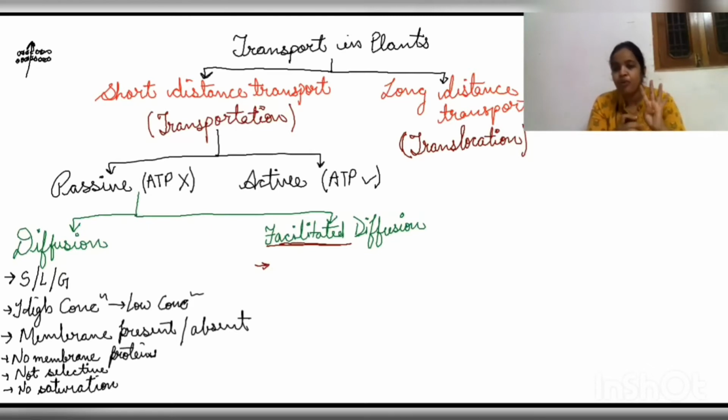So I'll repeat again. First one is hydrophilic or water loving, both have the same meaning. Then polar molecules, and the last one is large sized molecules. If such molecules are supposed to be transported, then they will require specific proteins present in the cell membrane.